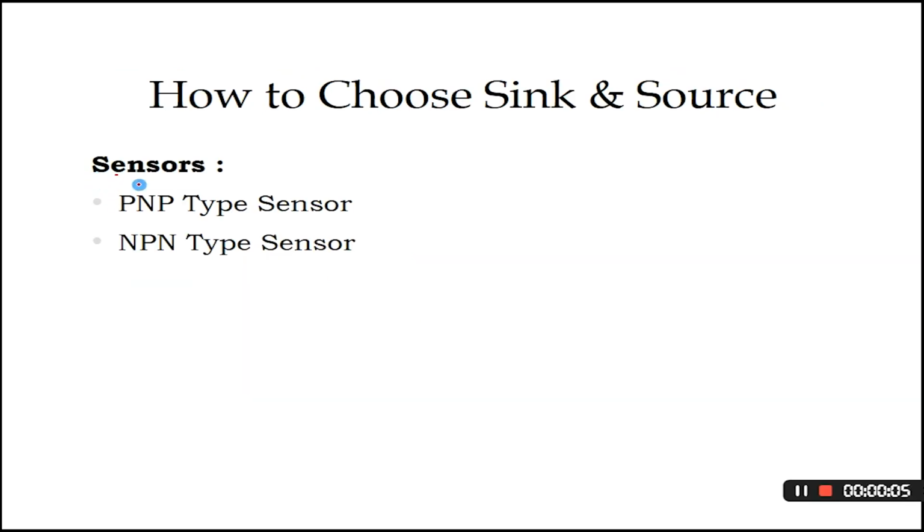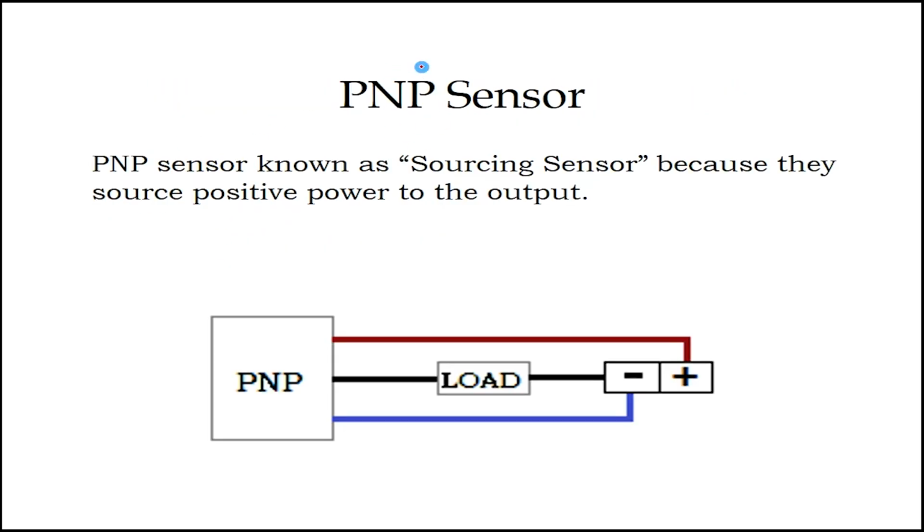In sensors, there are two types, PNP type sensor and NPN type sensor. PNP type sensor means the power will flow from the emitter to collector, and in NPN type sensor the power will flow from collector to emitter. Let's see how to choose sinking and sourcing for these two types of sensor. First, let's see the PNP sensor. The PNP sensor is also known as a sourcing sensor because it sources positive to the output.